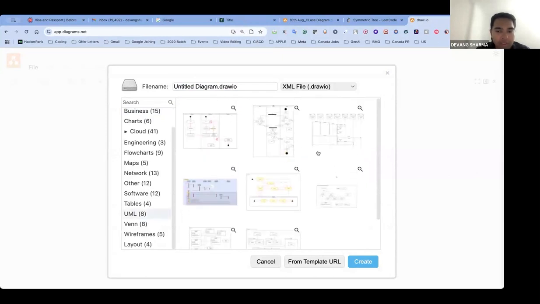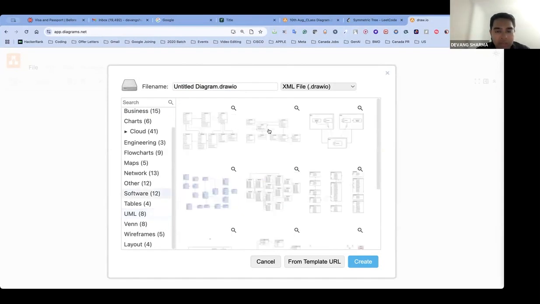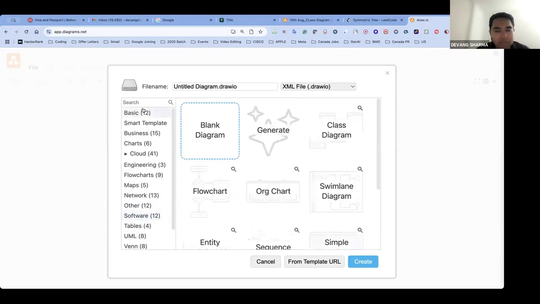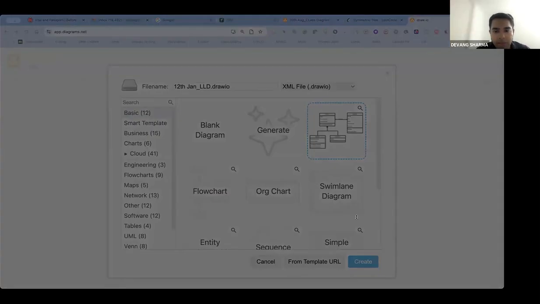If you want to create UML diagrams, it's very easy. For software, they have specific kinds of diagrams, class diagram, etc. Okay, for business, they have others, for basic, they have others, so on and so forth. So first thing first, I will just name it today's session, 12th Gen LLD. I just want a class diagram. I don't want anything else. So I will just create a class diagram.